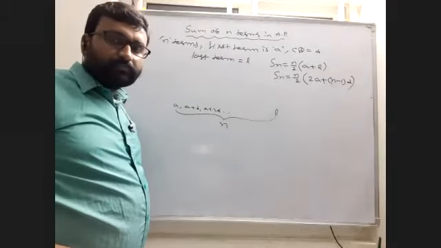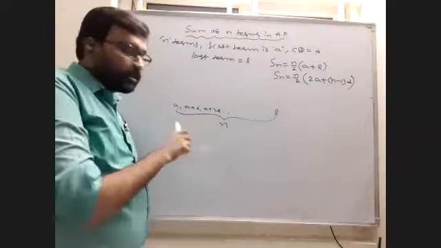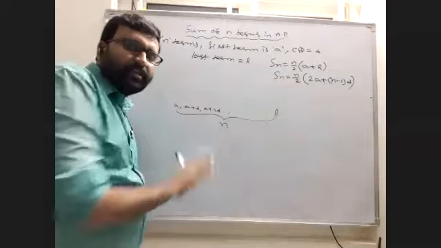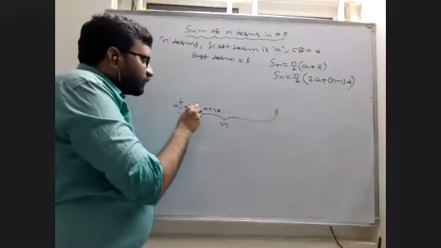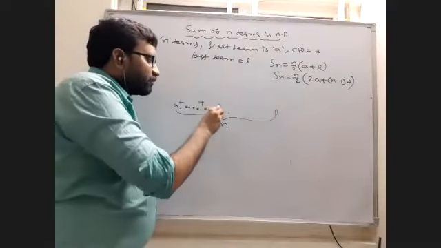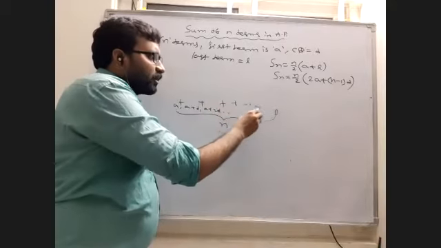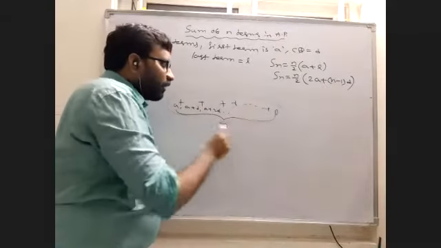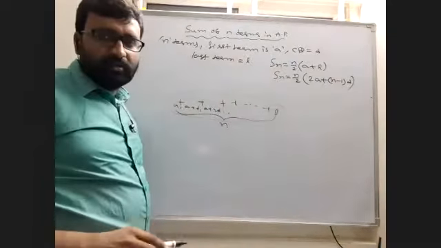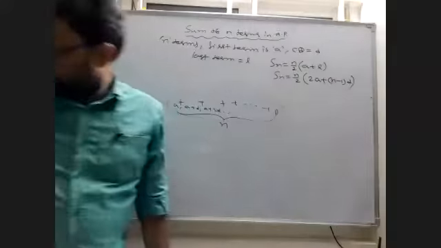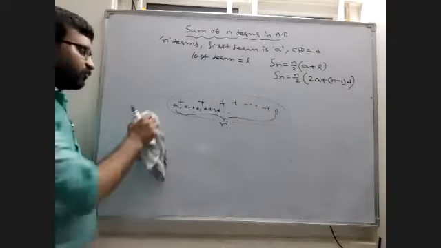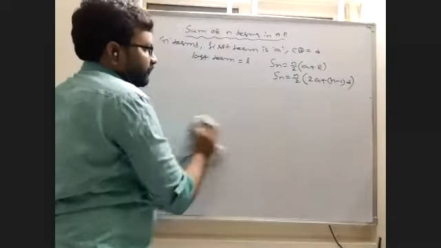Now, the number of terms is given, n terms. What is the value of A plus (A plus D) plus (A plus 2D) plus so on plus L? If you add all these terms, you should get the formula. We have to prove that. It is very easy, and you have to know the proof also. That's why I am giving it.